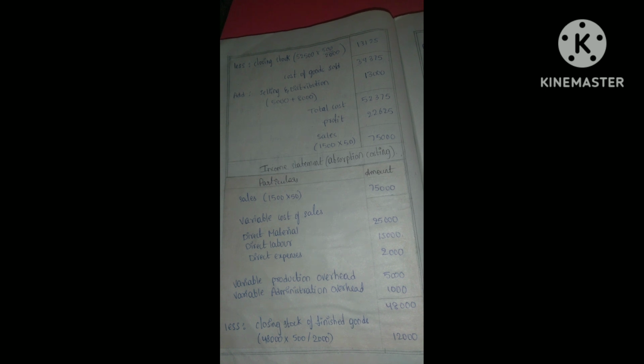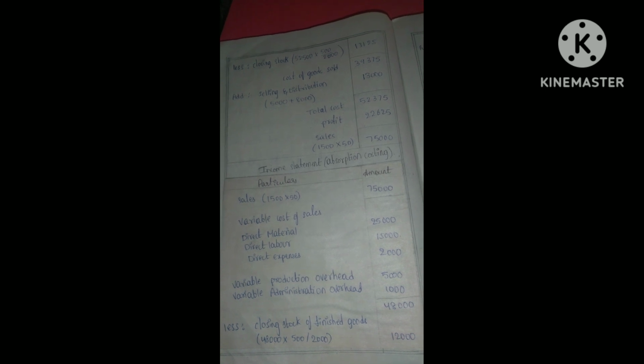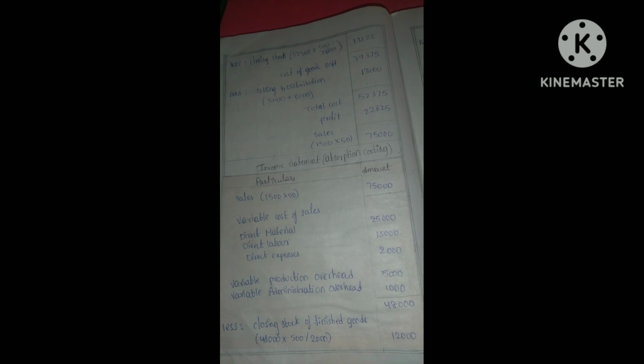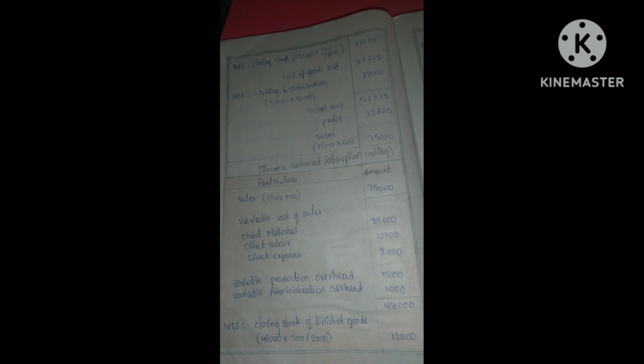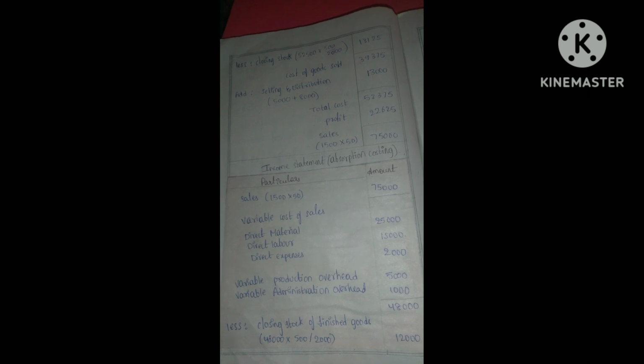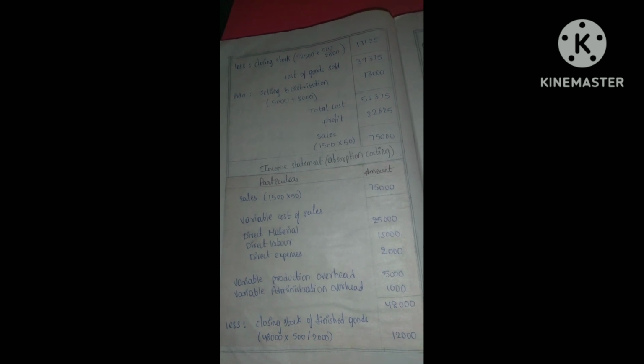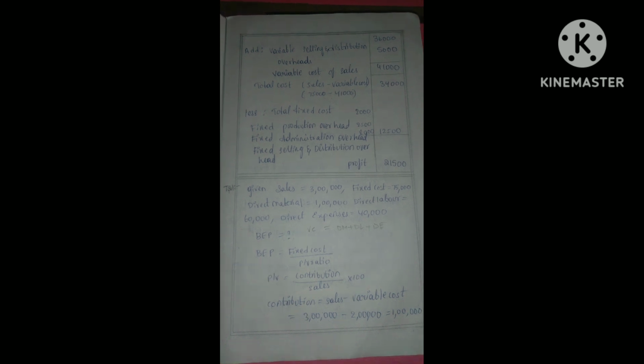Now subtract the closing stock of finished goods. So how we will calculate closing stock: 48,000, that is the variable cost total amount, into 500 divided by 2000. 500 is the closing stock value and 2000 is the produced units. So 48,000 into 500 divided by 2000 we will get 12,000. So after subtracting the closing stock we will get 36,000.